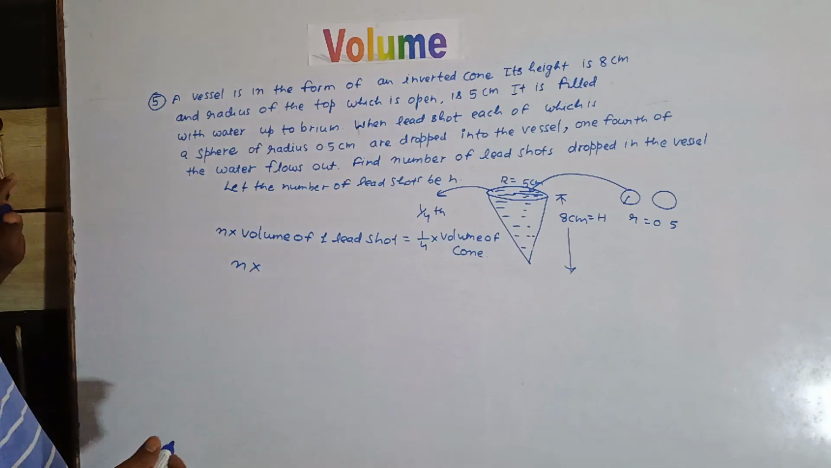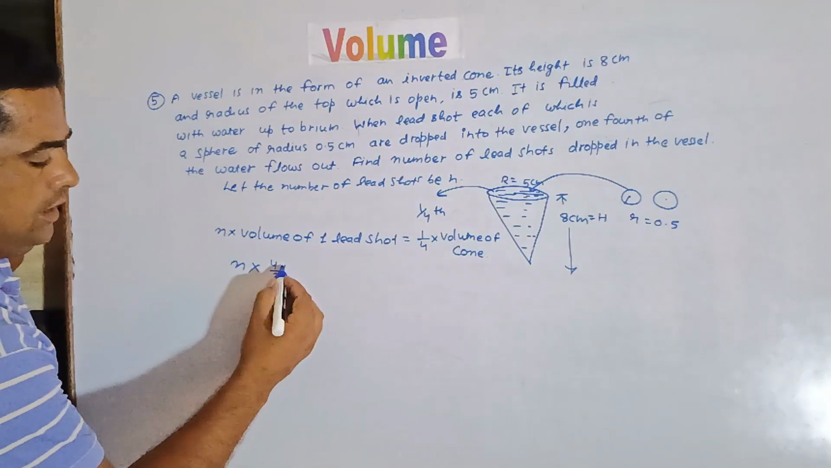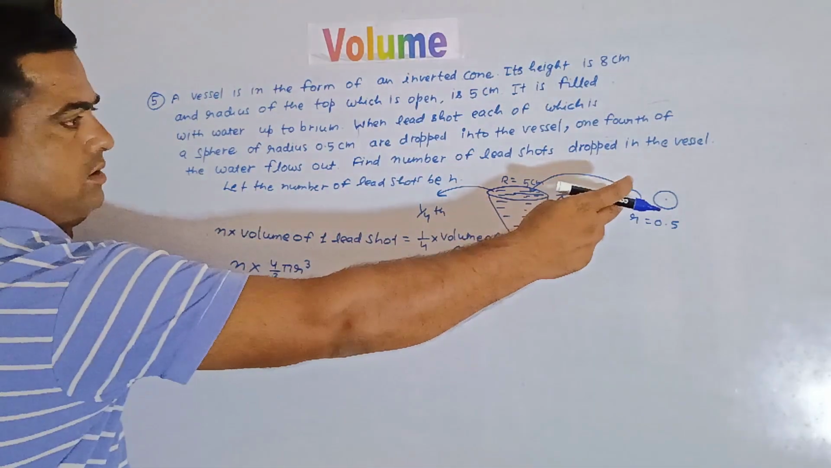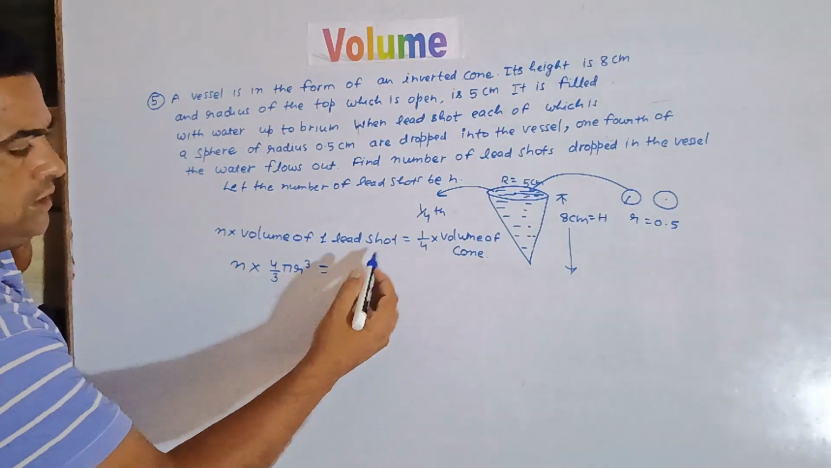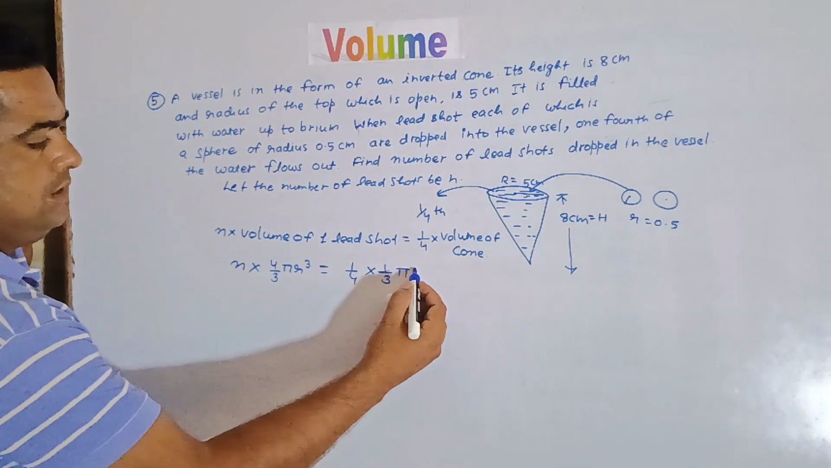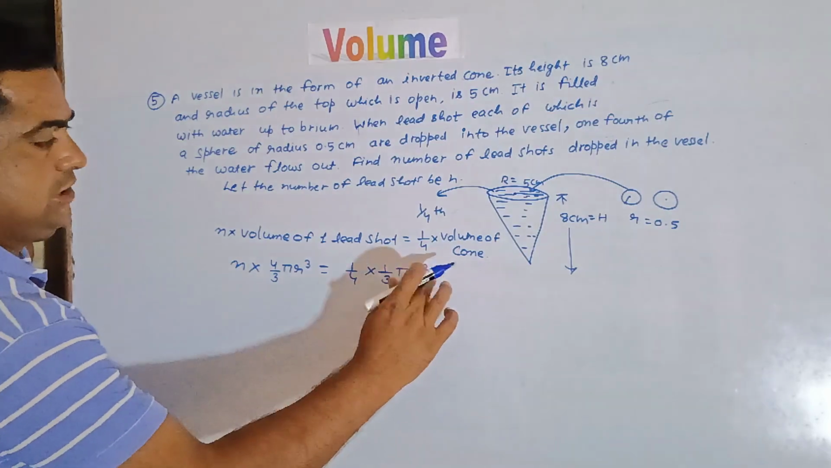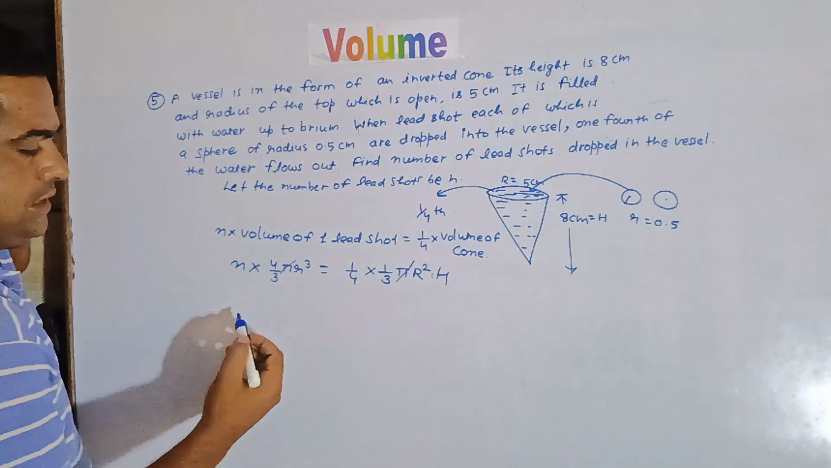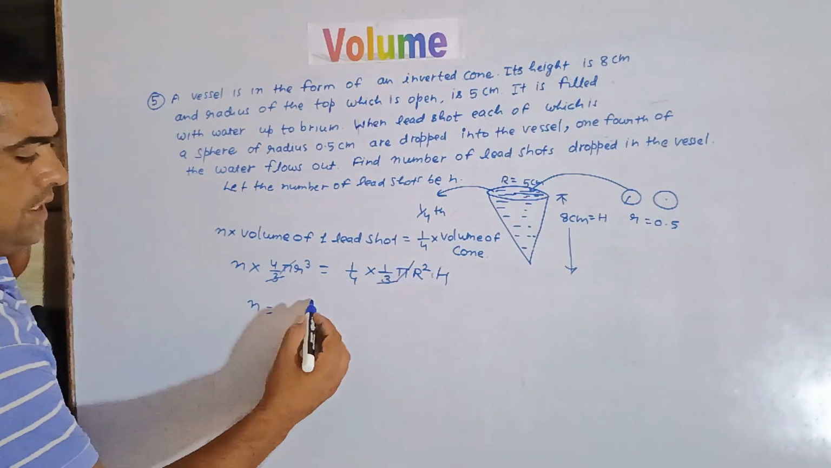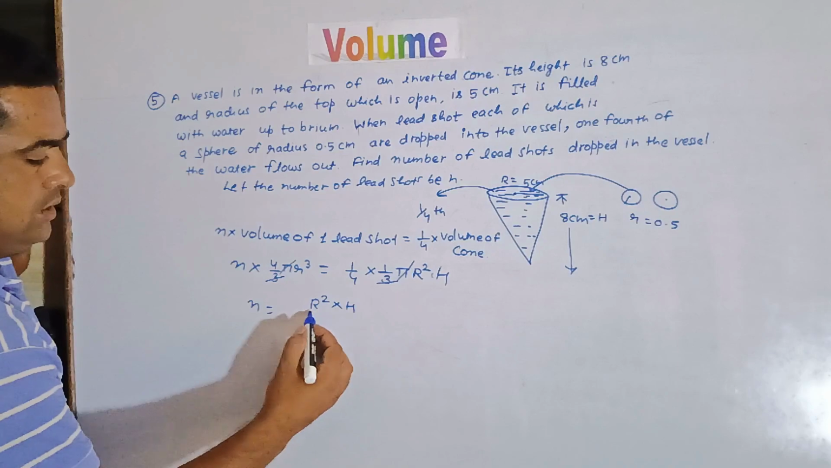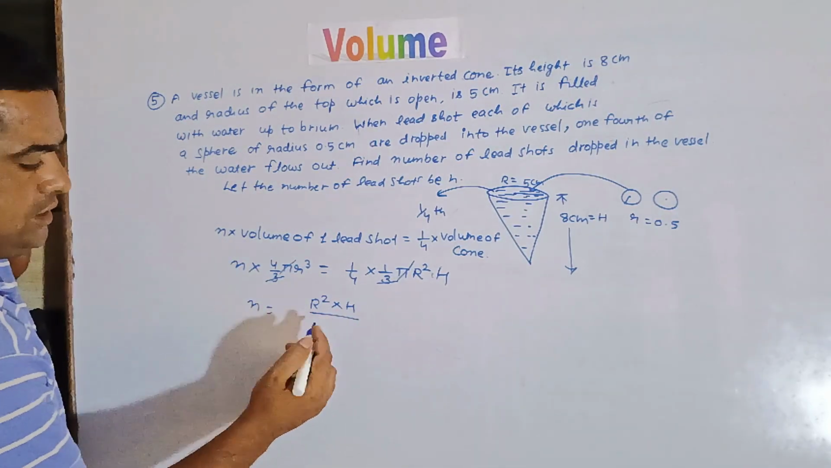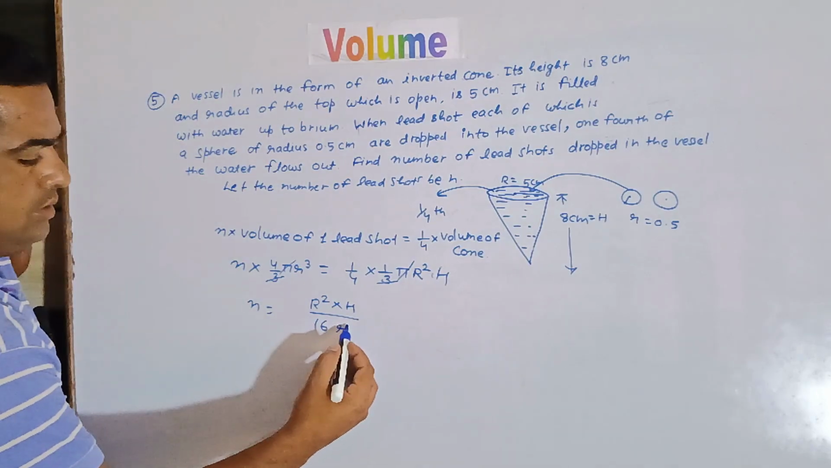Okay, now students, n into volume of one lead shot. Lead shot is in the form of a sphere, so volume of a sphere is 4/3 pi r cube, and radius of this sphere is small r, is equal to 1/4 volume of cone, this is 1/3 pi R square and H. Now pi cancels out, 3 cancels out. We will get here n is equal to R square into H upon 4 r, 4 4s are 16, right, here 16 r cube.